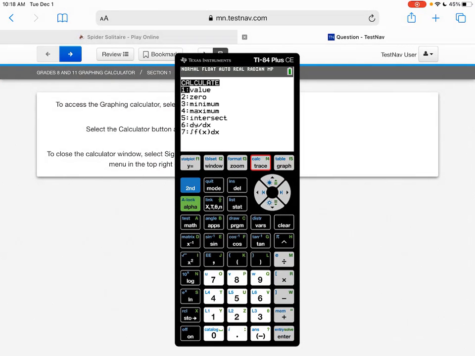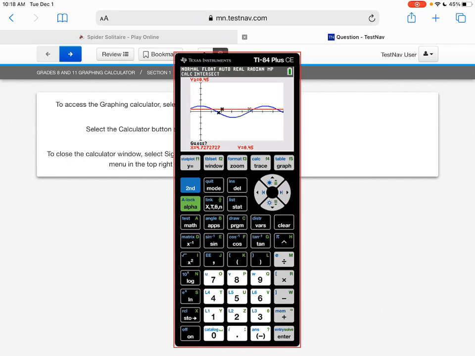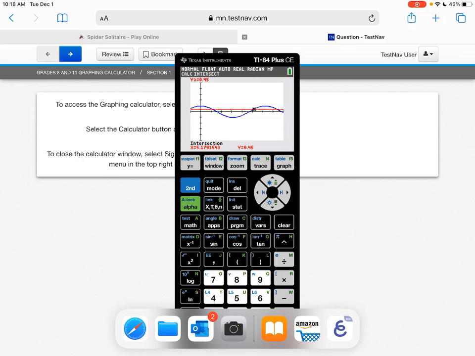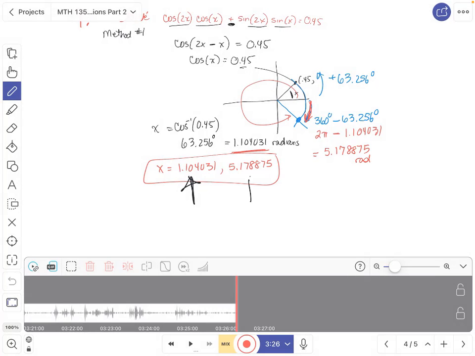Let's go back and let's find the other one. So second calc, intersection, and my first curve is the blue one. That's great. My second curve is the red one. That's great. And let's do a guess where the intersection is. That's right over here. There's my intersection, and it says 5.1791543. And if I go back to my previous solution, that's it. So that gives me the exact same 2 solutions, and frankly, that's a lot easier, guys.